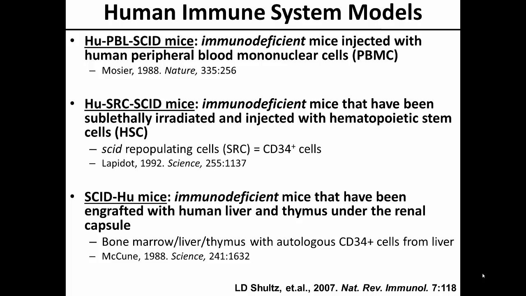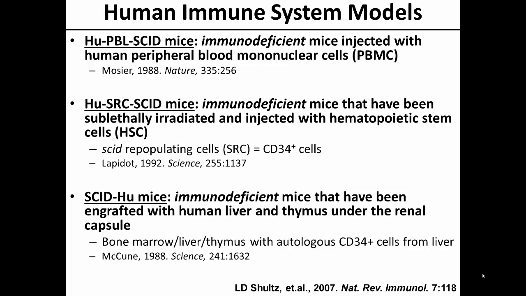One of the other advantages for this model, as you can envision, is that it's fairly straightforward to get clinically relevant samples, for example, from type 1 diabetics, MS patients, or rheumatoid arthritis patients, and put those into the mice to study the biology of those T cells.